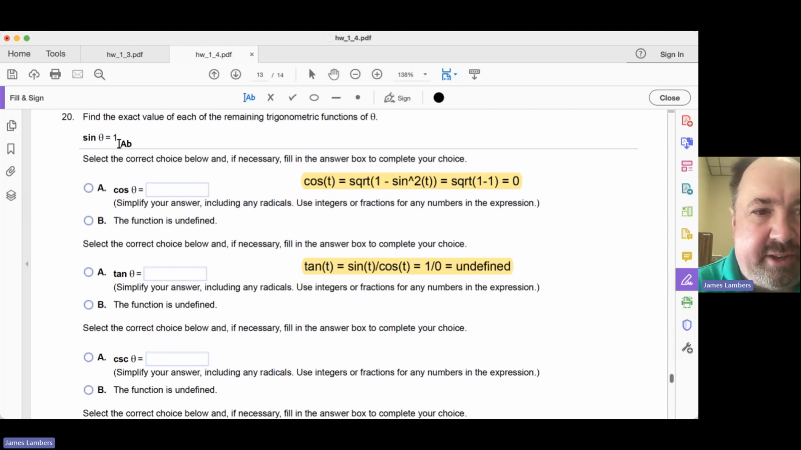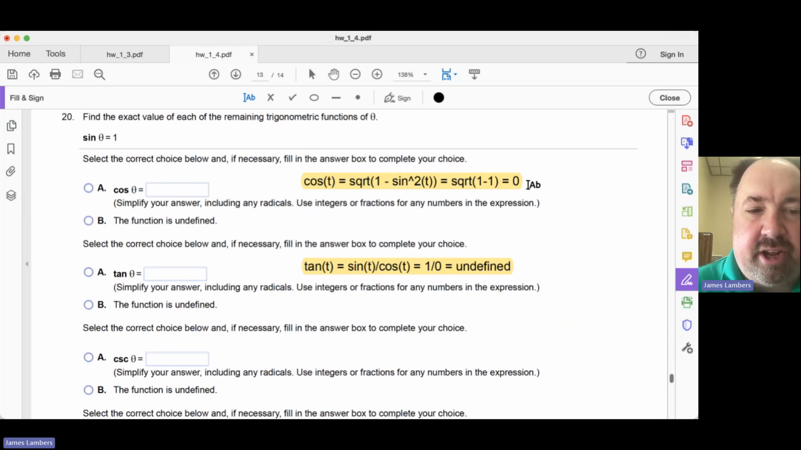Similar problem, we're given that sine theta is equal to 1. So when sine theta is equal to 1, it doesn't matter which square root you take because you apply this identity again. Cosine of t is equal to square root of 1 minus sine t squared, and you're just going to get 0. So cosine is 0.